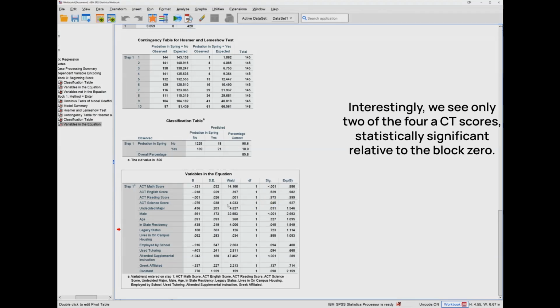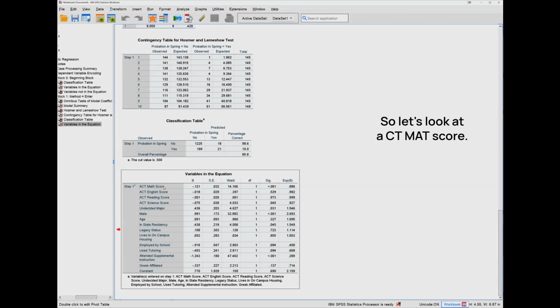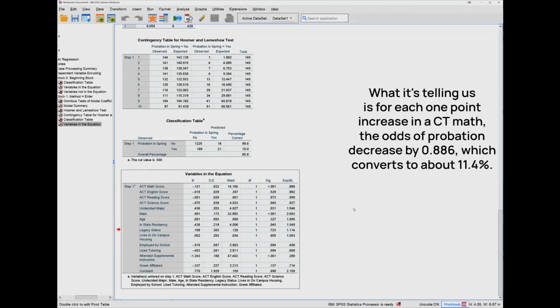Interestingly, we see only 2 of the 4 ACT scores statistically significant relative to block 0. What that tells us is there's probably some collinearity in there, which we actually saw in the linear regression the same way when we were predicting GPA. So let's look at ACT math score. What it's telling us is for each 1 point increase in ACT math, the odds of probation decrease by 0.886, which converts to about 11.4%.